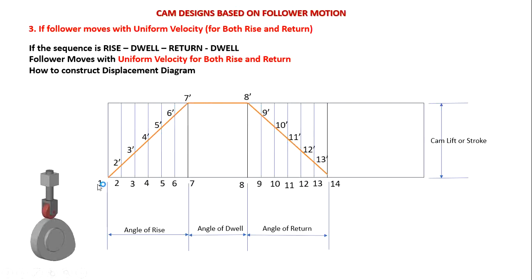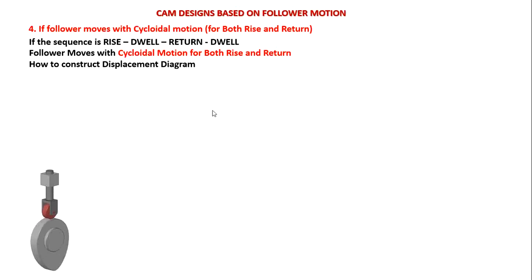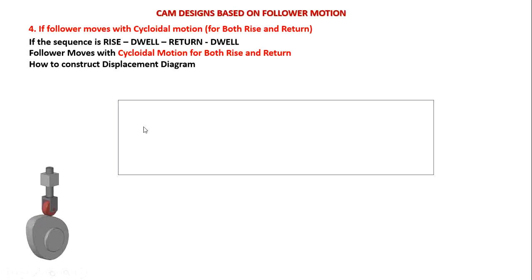Now mark these points 1 2 3 4 up to 14 and mark this point 2 dash 3 dash 4 dash up to 14 dash 13 dash. The fourth one is, if the follower moves with cycloidal motion for both rise and return, how is the displacement diagram constructed? Now follow a few steps.